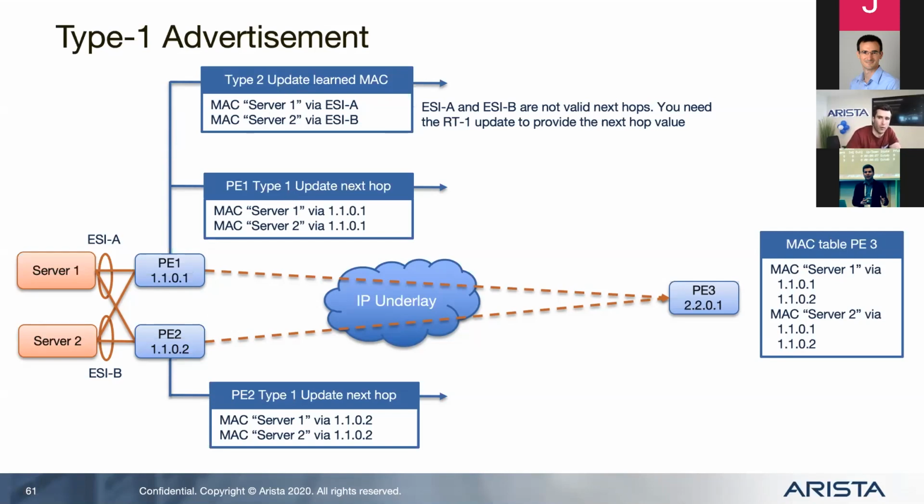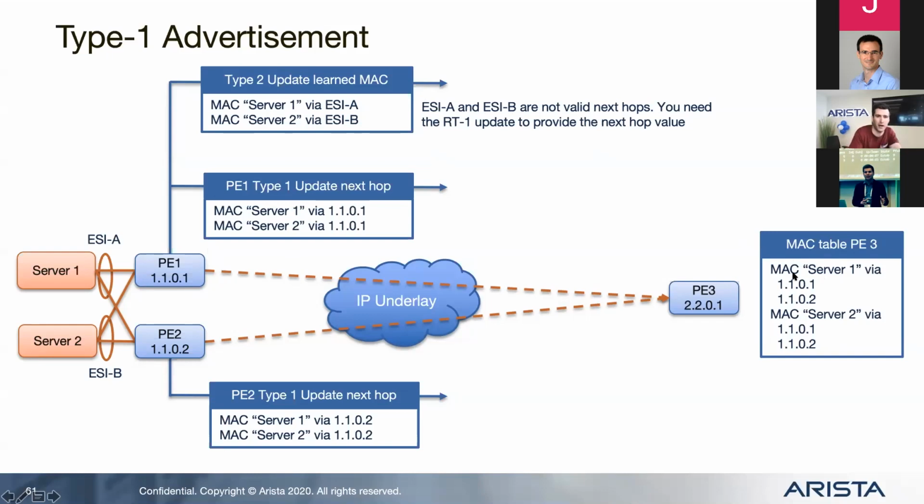It then has to wait, or the remote PE then has to wait for the type 1 routes to be received that specify the next hop IP of the remote PEs. So PE3 over here receives a type 1 from PE1 and will receive the type 1 from PE2. When it adds those entries into the MAC table, and in conjunction with the type 2, it's now able to load balance traffic on a per flow basis.